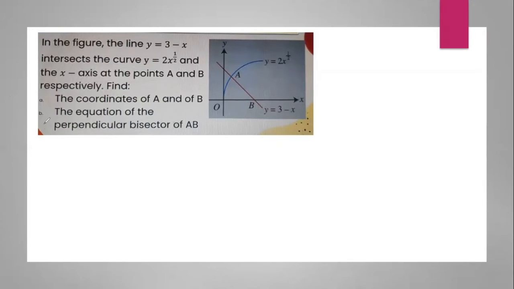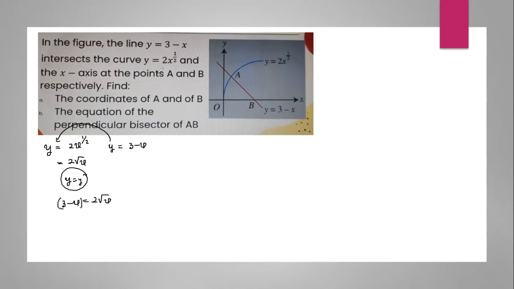Okay, so now we go. The first equation is y equals 2x to the power half, commonly written as 2 root of x. And then the line equation is y equals 3 minus x. We are going to insert y equals 3 minus x into the curve. So 3 minus x equals 2 root of x.